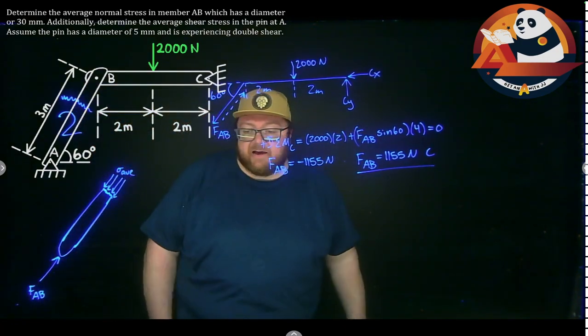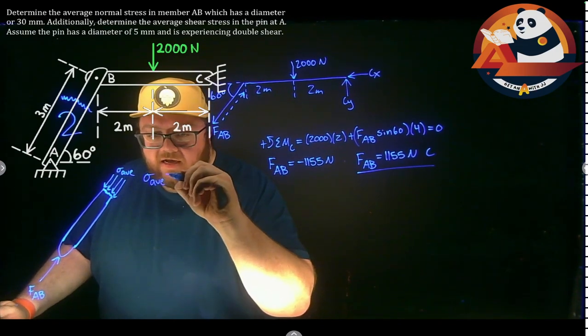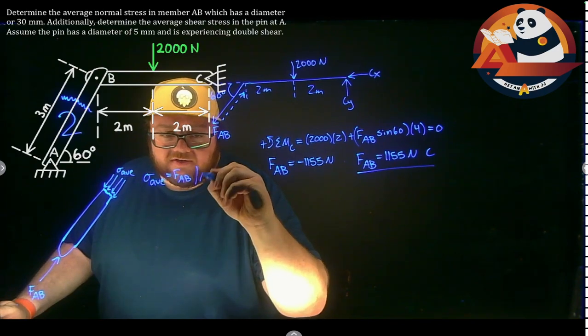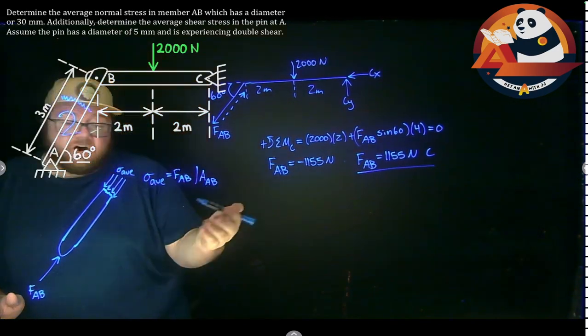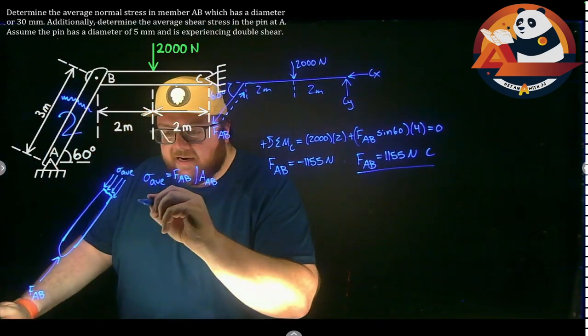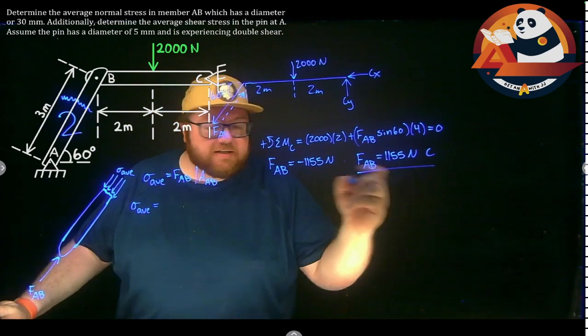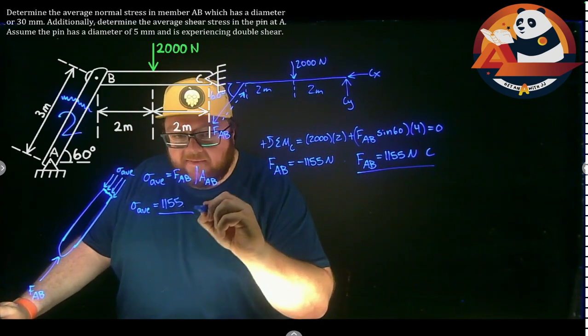And that's all I'm trying to find for that normal stress. What is sigma av? Sigma av, I know, it's just going to be my FAB force divided by my area of AB. And I should have all those pieces. My sigma av is going to get me, well, my force is 1155 divided by my area.